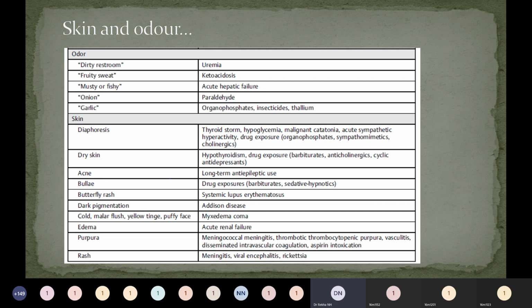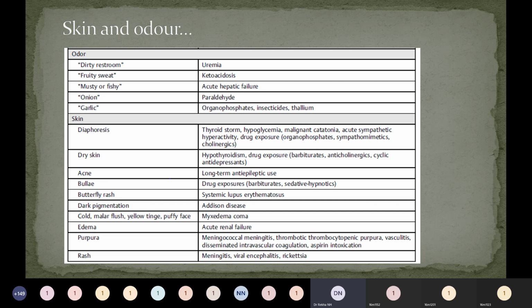So this is the history you have to take. Once you get a finding of dark pigmentation, if you suspect Addison's, then you have to ask the attenders the relevant history: whether the patient was on any steroids, or whether the patient was sick long before presenting to the casualty. Okay. So coming to cold clammy extremities or a puffy face, it is usually suggestive of myxedema.